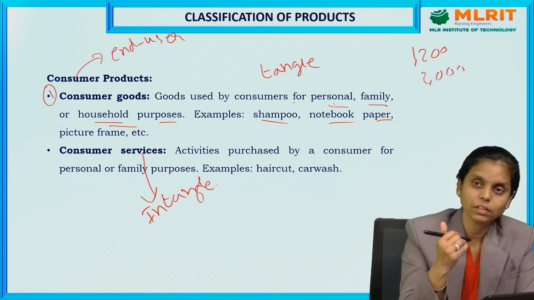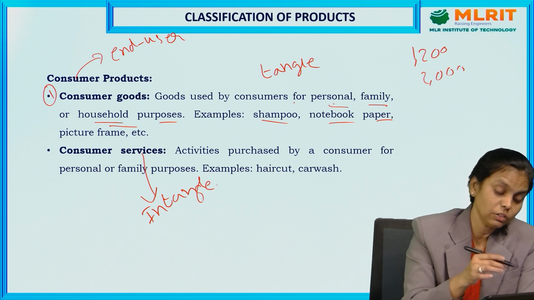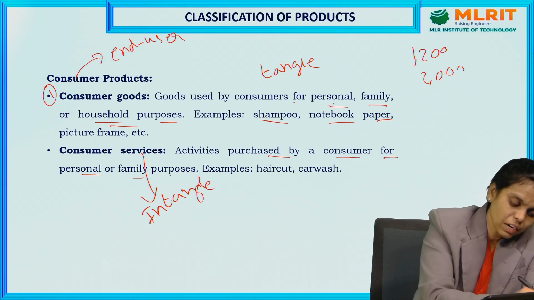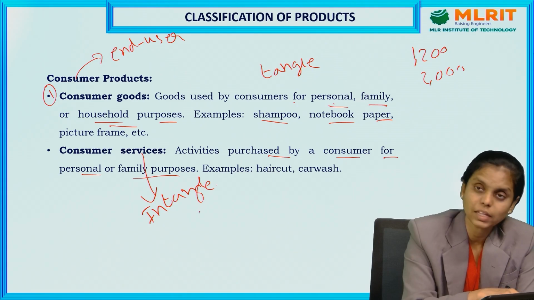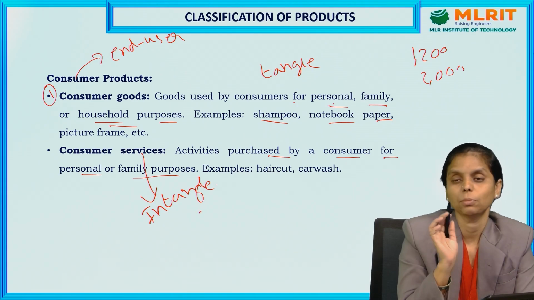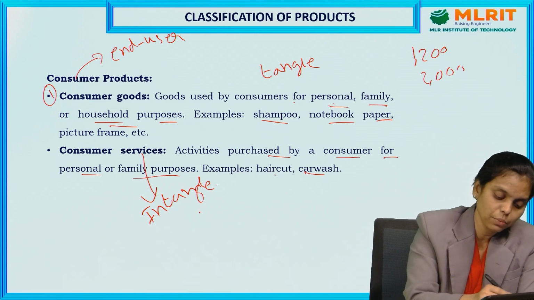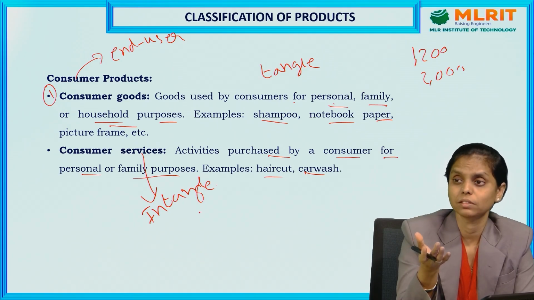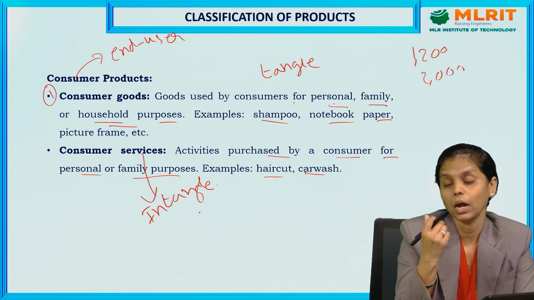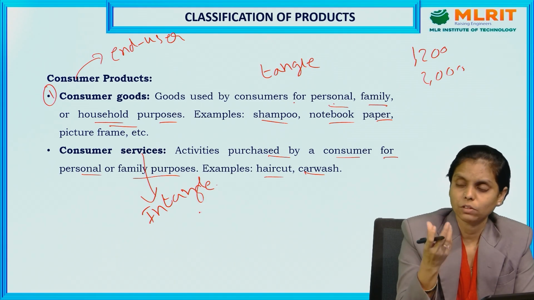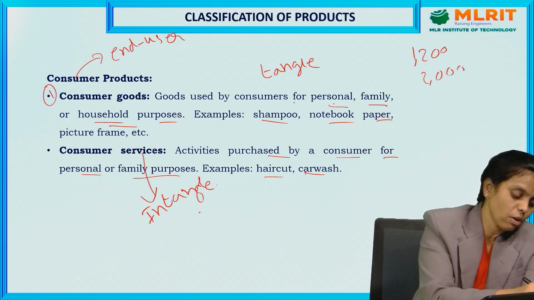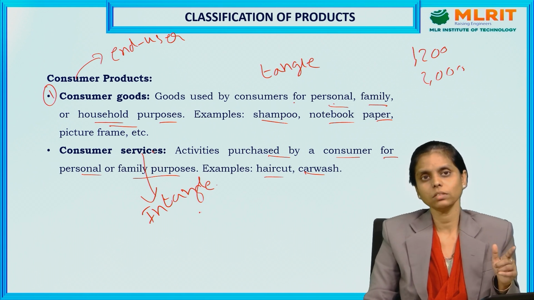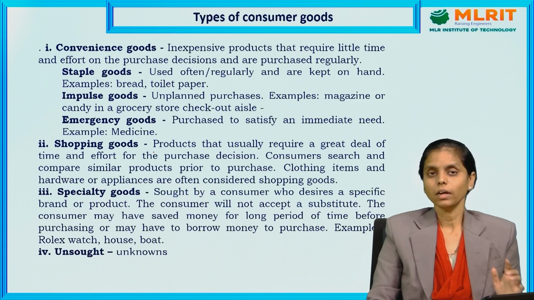Come to the next one, that is services, consumer services. Activities purchased by the consumer for personal or family use only, but the nature of this is intangible. For example, here we have haircut, car wash, salon services, or else doctor services, advocate services. Advocates, what are all these people providing? They are all providing different types of services. Now, this is a basic classification: what is consumer goods and what are consumer services?